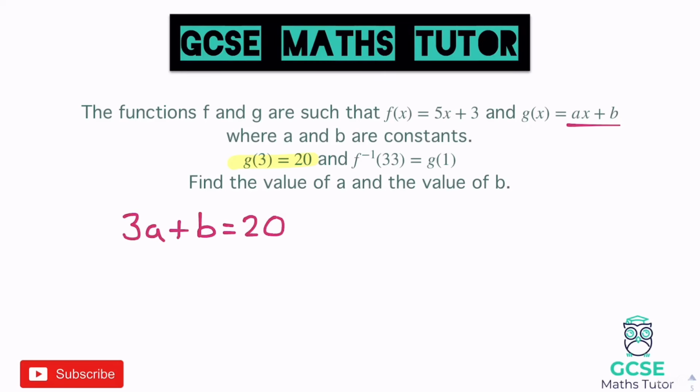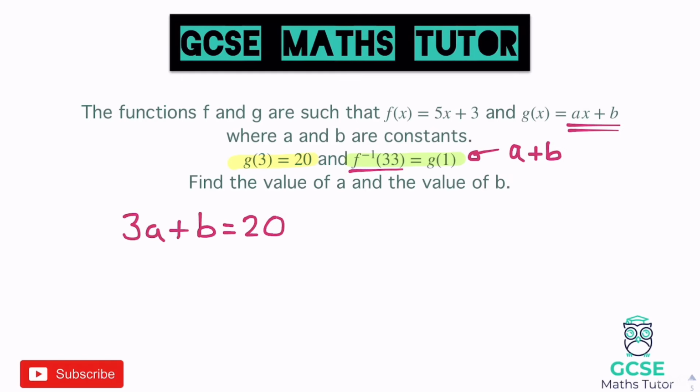So let's have a look at our next piece of information. The next thing that we're given is that the inverse function of f with 33 subbed in is equal to g when we sub 1 in. So let's have a look. Well, when we sub 1 into g, as we've just done with our other function there, subbing 3 in, let's sub 1 into here and see what we get. So if we sub 1 in, we get 1a plus b, or just a plus b. So when we put 1 into g, that gives us a plus b. Now we just need to figure out what the inverse function of f is and sub 33 in.